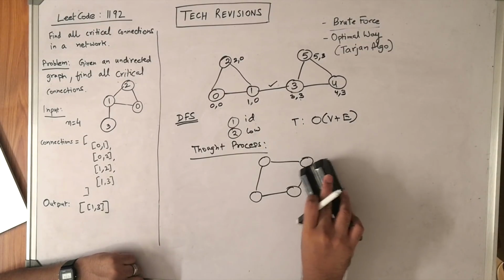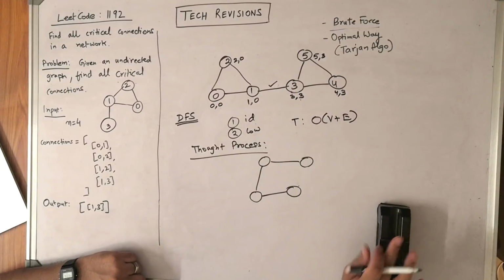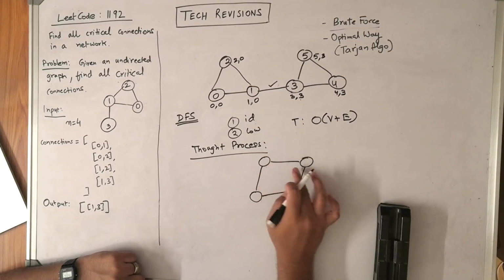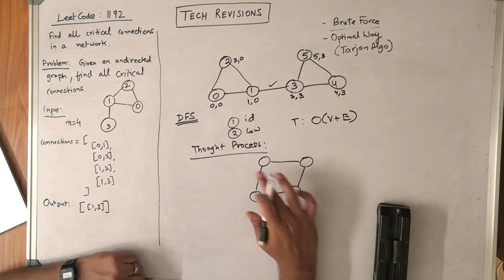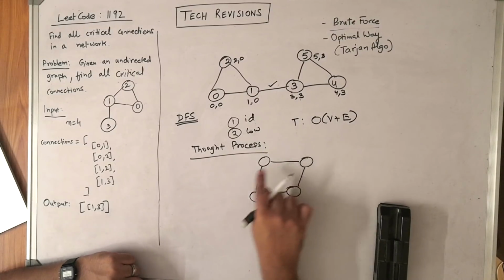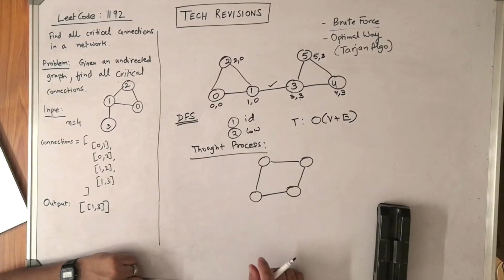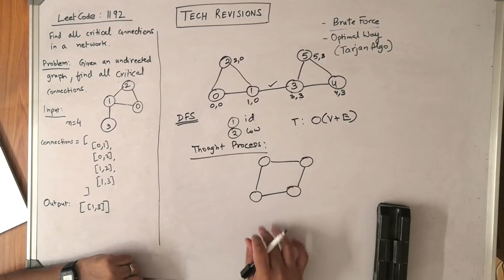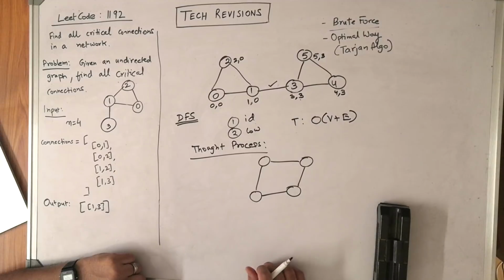Just remove any of these edges. Is it a critical connection? No. Is this edge a critical connection? No. This one? No. This one? No. So basically what we figure out is that if there is a cycle in a graph, that graph does not have any critical connections.